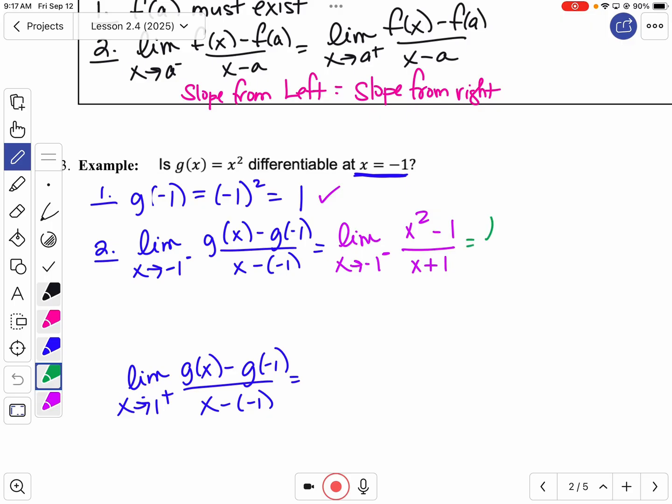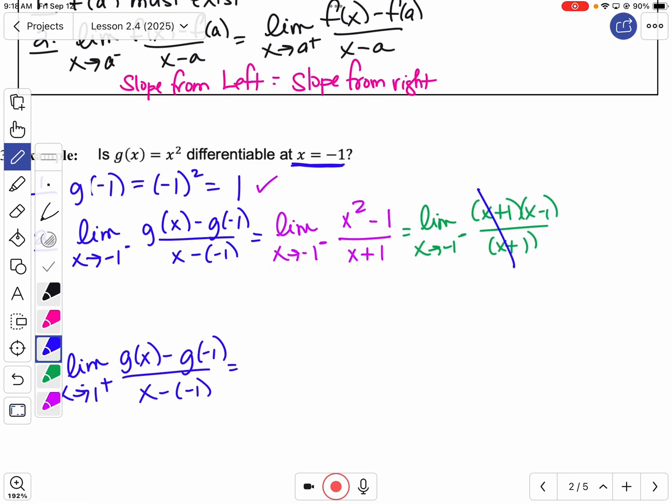Luckily, this one's one that's going to factor nice. So limit as x approaches -1 from the left. The top's going to factor into x plus 1, x minus 1, over x plus 1. Sure enough, I'm going to lose, all right, that first parenthesis. And now I just plug in to what's left. So that would be, drop my limit, -1 minus 1, which would be -2. Okay, so that's my first slope. Okay, so slope from the left is -2.